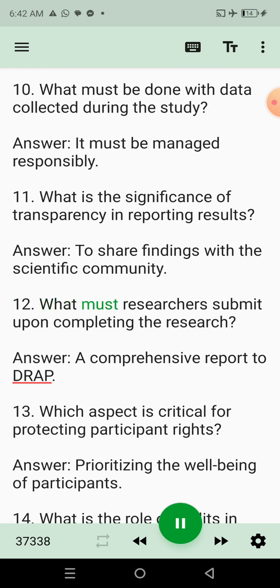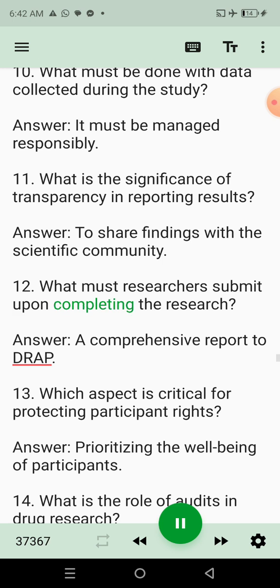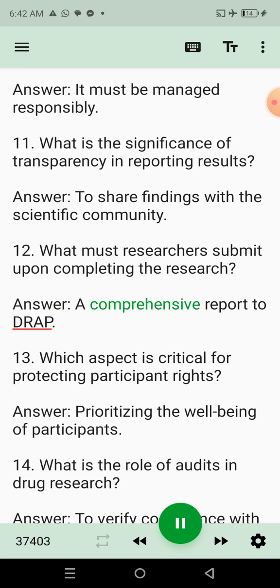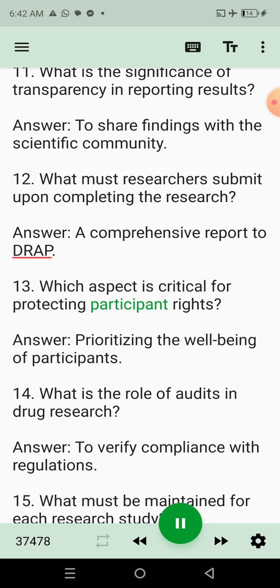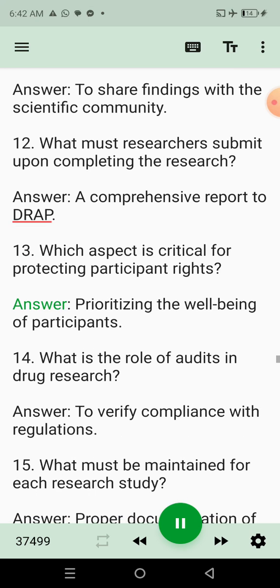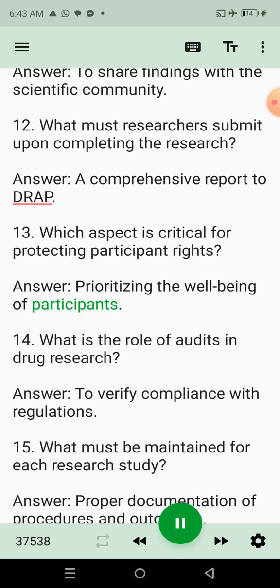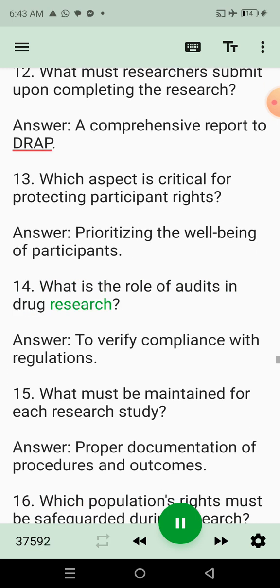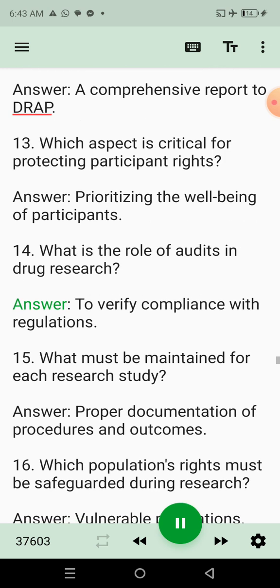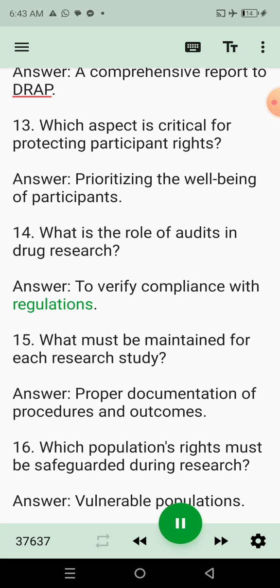12. What must researchers submit upon completing the research? Answer. A comprehensive report to DRAP. 13. Which aspect is critical for protecting participant rights? Answer. Prioritizing the well-being of participants. 14. What is the role of audits in drug research? Answer. To verify compliance with regulations.